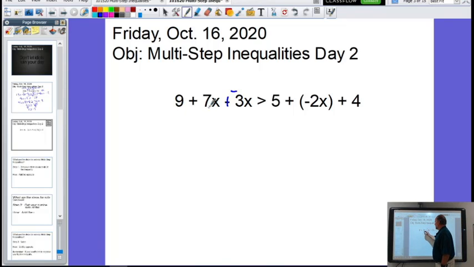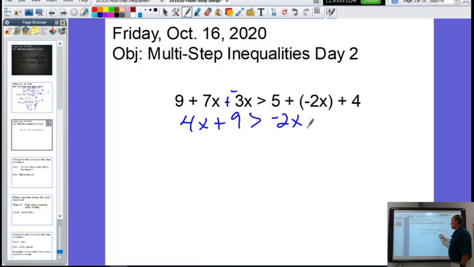I've got a 9 and I've got a 7x plus negative 3x. I like working with my letters first because it is all plus, so I can rearrange it however I need to. So 7x and negative 3x will make 4x plus 9 is greater than. And then on this side, I've got a negative 2x, no x's to go with it, and then the 5 and the 4 can go together, which gives me plus 9.